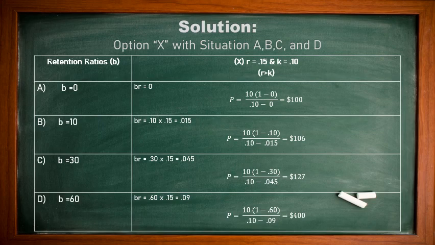Once we retain 60%, after putting the values in the same way, we get to know that the market price of the share is $400. So what we observe here is that whenever we retain our profit, the value of the share increases in the market. Now we go for option Y.